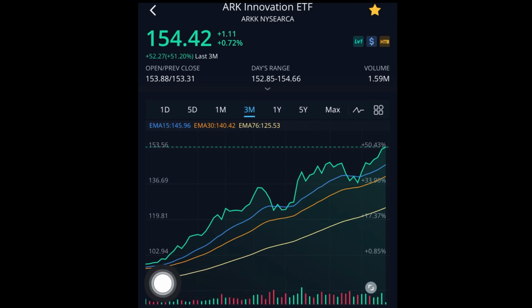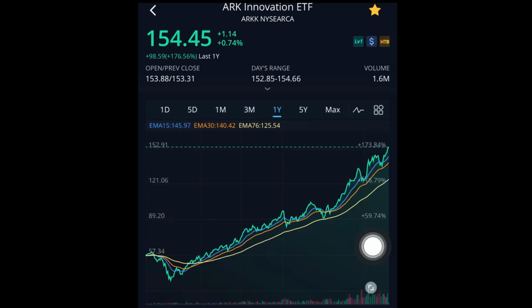Do you see how it is constantly up? It is constantly an uptrend. Yes, it has pullbacks. Yes, it has pullbacks. That's not the point. Long term, it is up. Let's look at 1 year. Okay, so 1-year chart, it is consistently up.